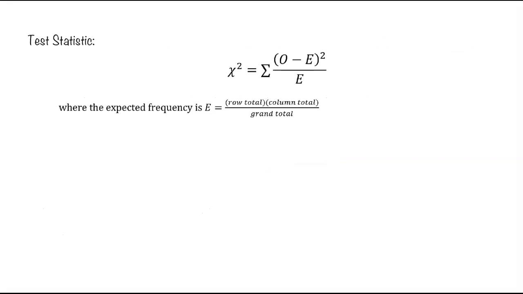For this type of hypothesis test, our test statistic is a chi-square value. It's equal to the sum of the difference between each observed value and expected value squared divided by the expected value. We can also use the calculator function chi-squared test.